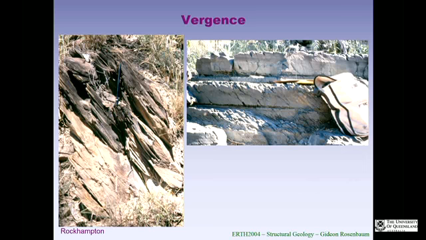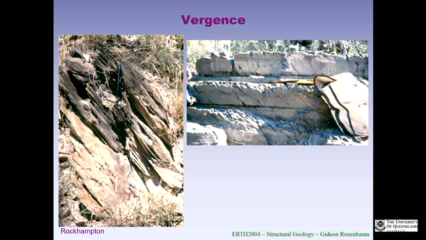Let's look at these two examples that could be part of the same structure. Here is what the bedding does: horizontal bedding and the cleavage dipping to the right, maybe 45 degrees. Then you go to the other outcrop and you see that the cleavage is doing the same. And that's the important thing.